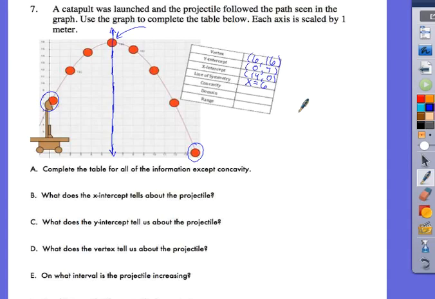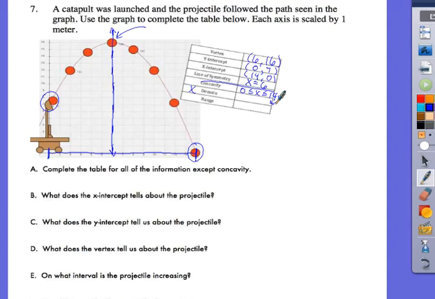We're not doing concavity. The domain, remember, is referring to the x values. The x values that are being used here. They go all the way from 0 all the way to, what was this number here? 14. So we would write 0 less than or equal to x less than or equal to 14. Oh, I put that in the wrong spot. That should be here because we weren't doing concavity.